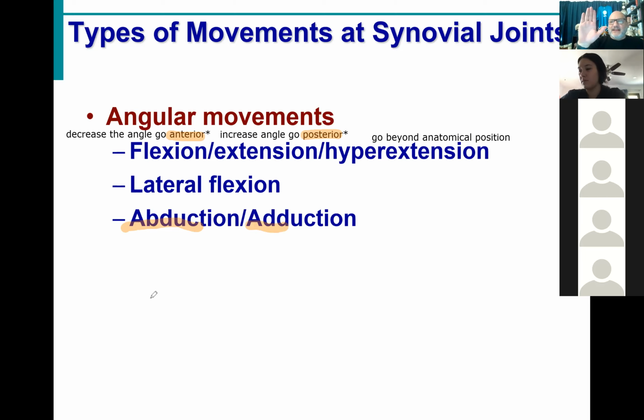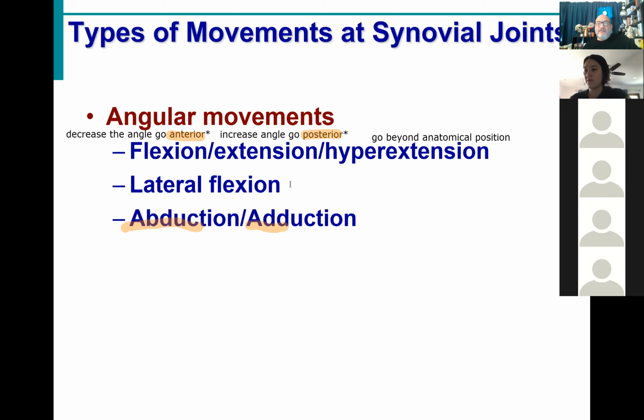Notice there are other things that I can abduct and adduct as well. My hand. Now, again, remember, we always assume anatomical position. So actually, let's look at it. As I'm down here, I can adduct my hand or abduct my hand. My hip can be abducted or adducted. And my hand has a midline, so my fingers can be abducted and adducted. So that ability to move away from or towards the midline is abduction and adduction.